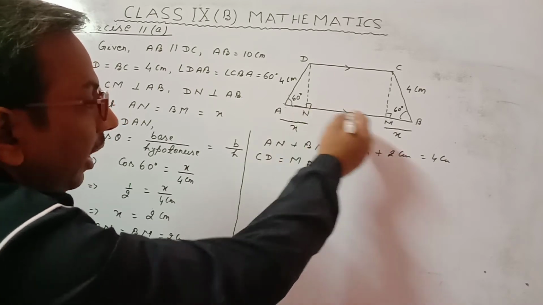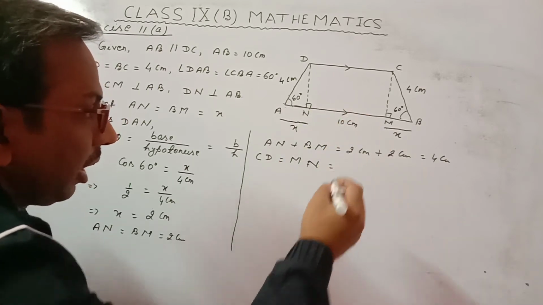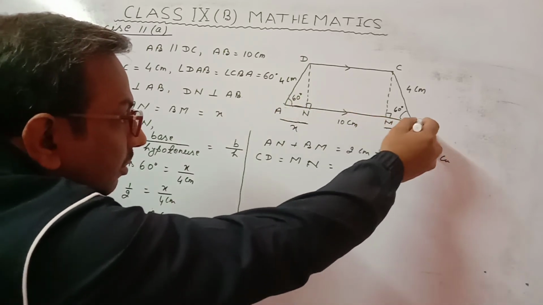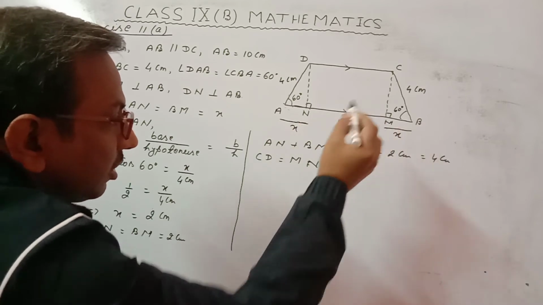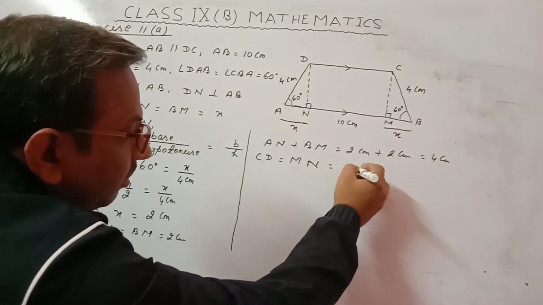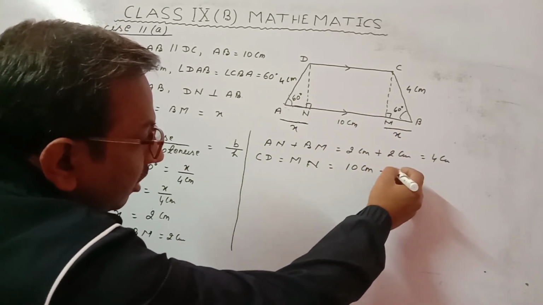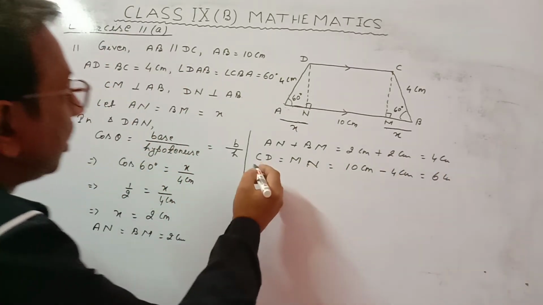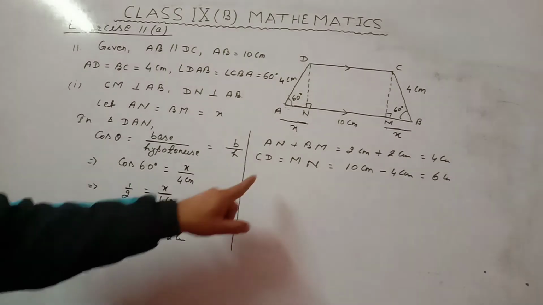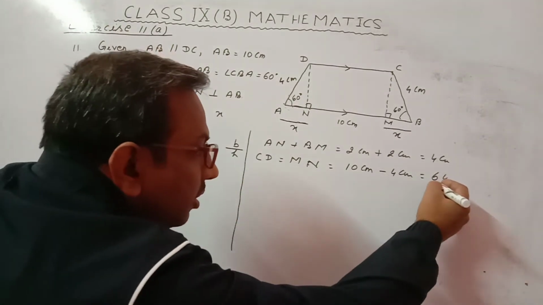CD equal to MN, and MN equal to this 10 centimeter minus this 2 centimeter plus this 2 centimeter. So 4 centimeter, so 10 centimeter minus 4 centimeter equal to 6 centimeter. So first answer we got. The length of CD equal to 6 centimeter.